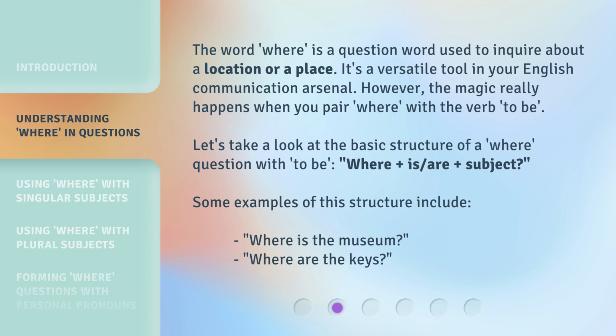Let's take a look at the basic structure of a where question with to be: where plus is or are plus subject. Some examples of this structure include: Where is the museum? Where are the keys?